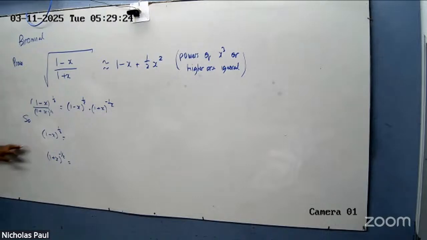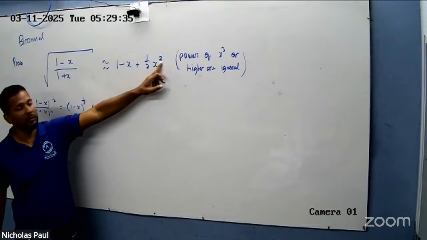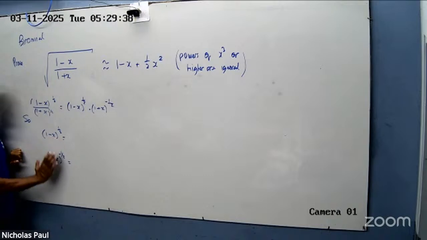How far are you going? First 4 terms, no, 4 terms against cube. So like first 3 terms, right? Because you only want up until square. So find the first 3 terms here, first 3 terms here.